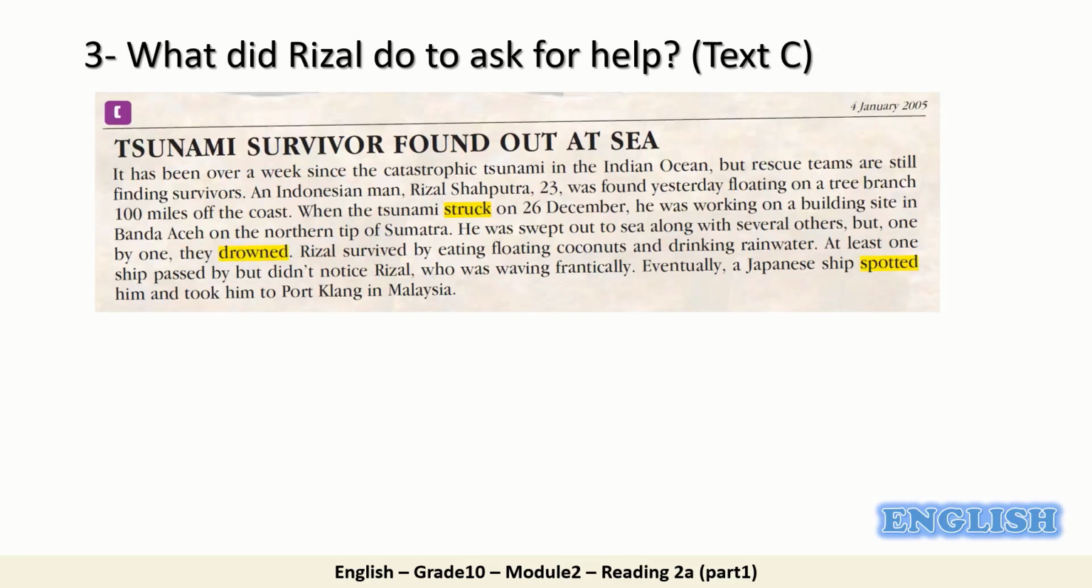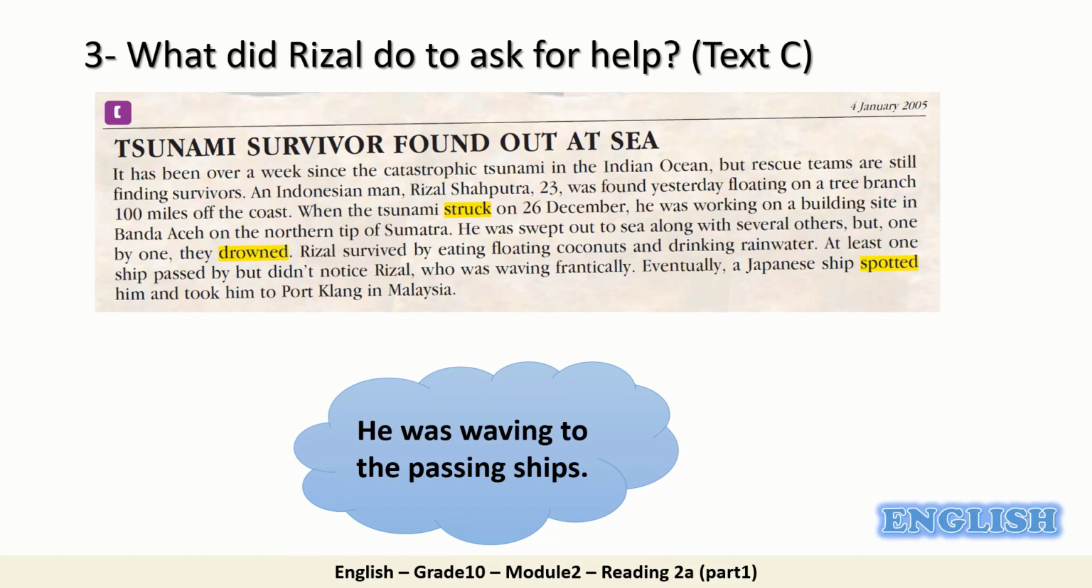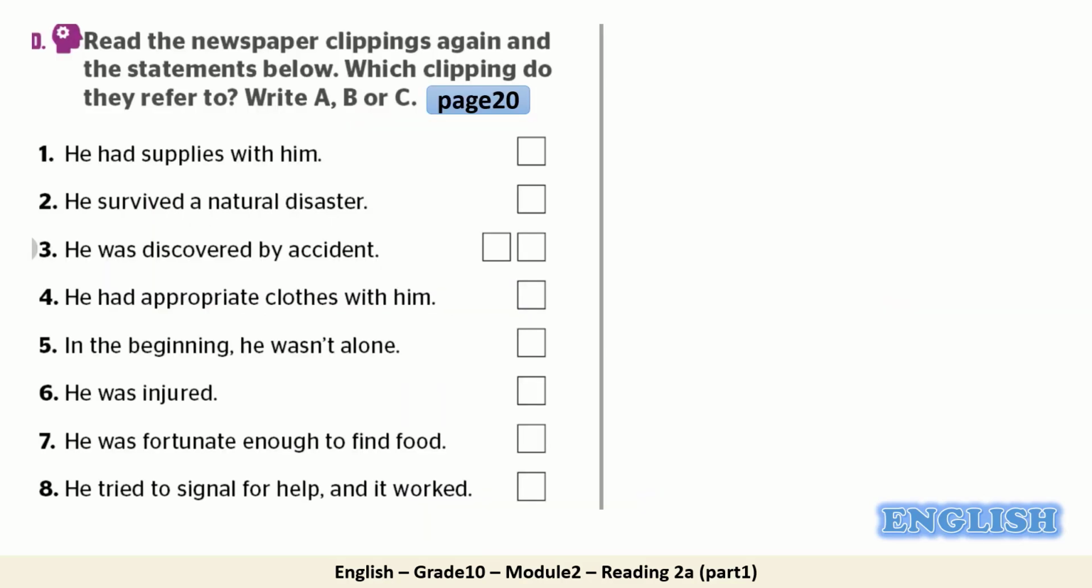Question 3. What did Rizal do to ask for help in text C? Pause the video to answer the question and find evidence in the text. Let's share answers. Exactly, he was waving to the passing ships, and the answer is in line 6. At least one ship passed by but didn't notice Rizal, who was waving frantically.